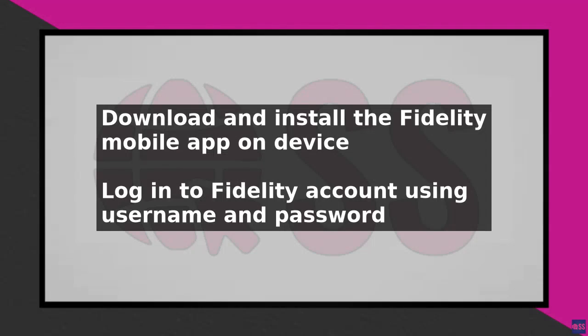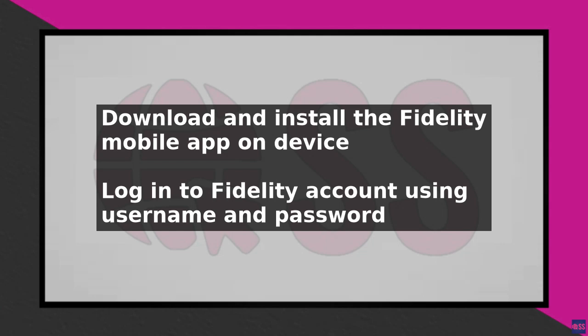To buy stocks on the Fidelity mobile app, you first need to download and install the app on your mobile device. Once installed, open the app and log in to your Fidelity account using your username and password. If you do not have a Fidelity account, you can create one directly through the app.